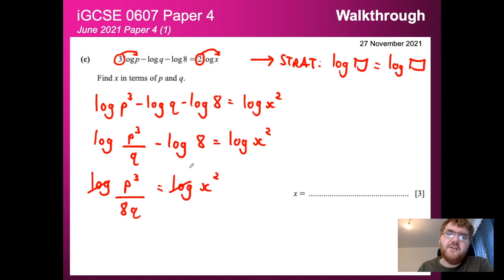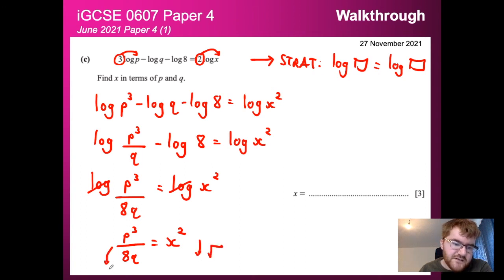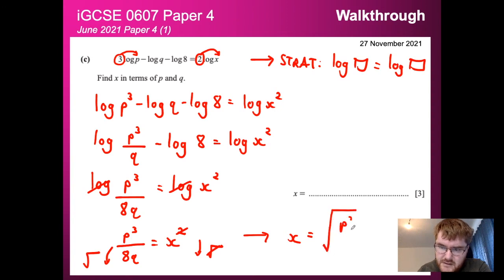What you're officially doing here is raising 10 to the power of, but it has this effect. So now we get p cubed over 8q is equal to x squared. And at this point we want x on its own. So what's the opposite of squaring something? Well, we want to square root both sides. And if we do that, this cancels. Let me pop this over here. So x equals, and then we want the square root of all of this. So the square root of p cubed over 8q, which we write into our answer box like so.